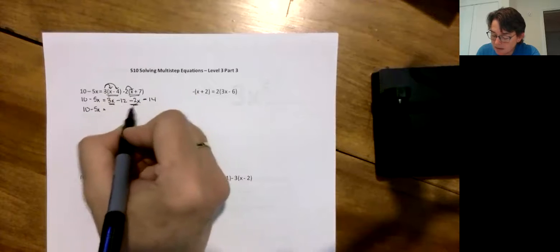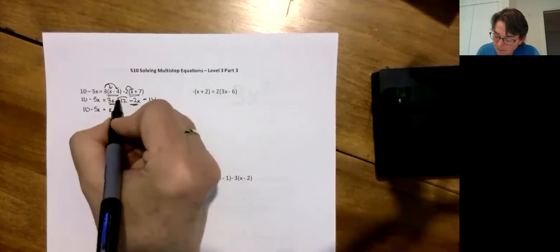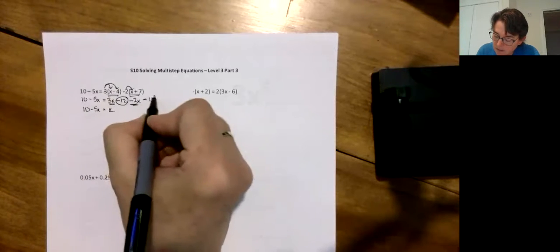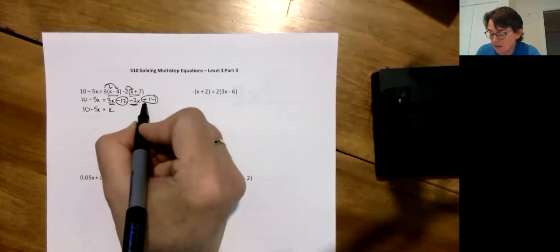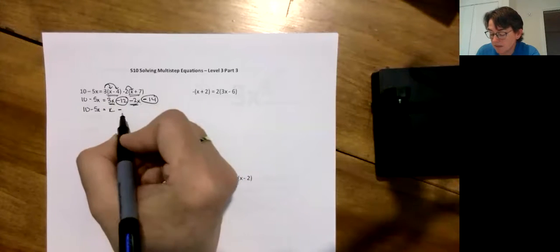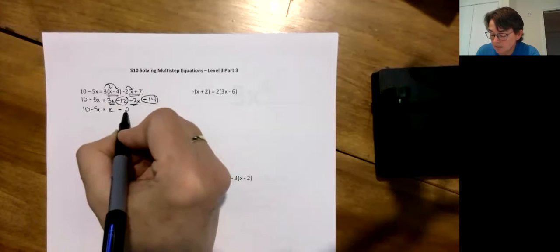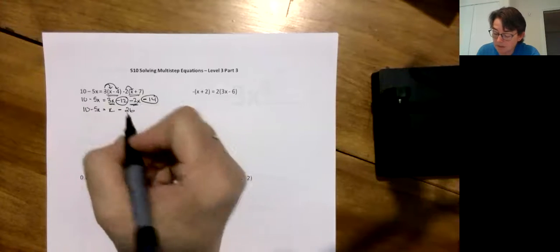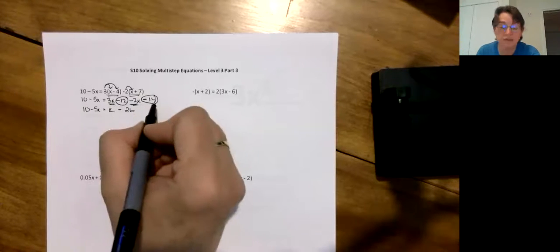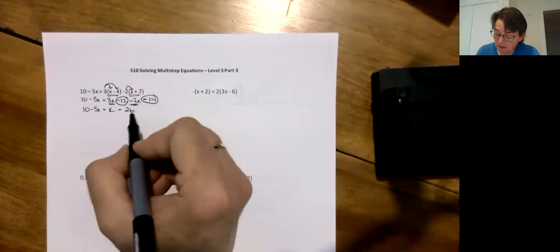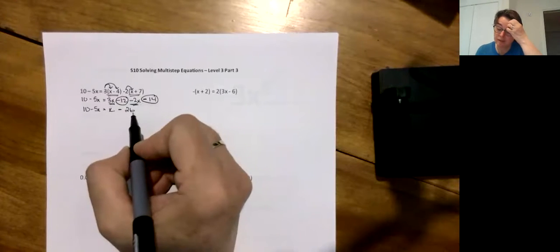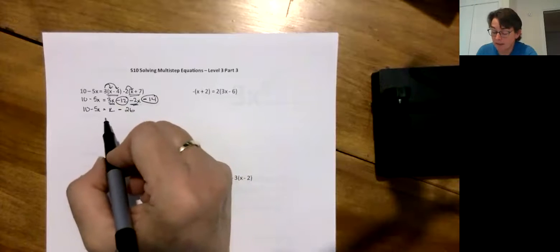So 3x minus 2x is going to be x. And I can also put these two together. So negative 12 and negative 14 is going to be negative 26. Okay, so when you get to the point of collecting like terms on the same side, you can actually put all your x's together, put all the numbers together at the same time. All right, so we're done with that.